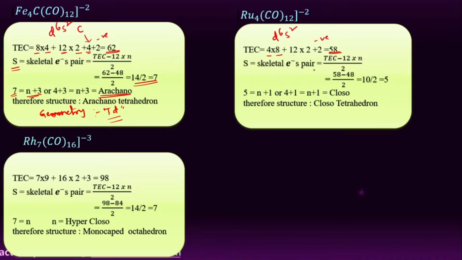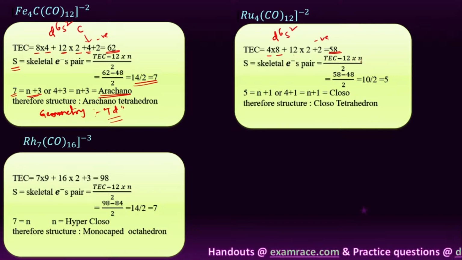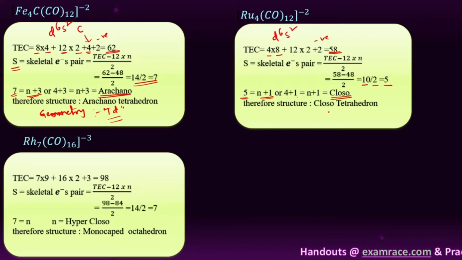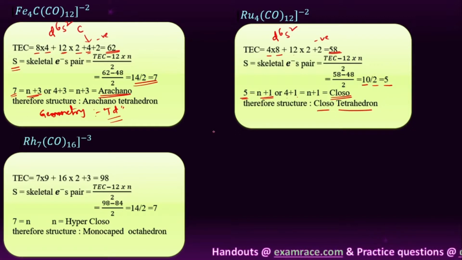The skeletal electron pairs equal the total electron count minus 12 into n, divided by 2. Already I said, student, these 12 are non-skeletal electrons, and n means the number of metal atoms. So 12 into n, that means 48. 58 minus 48 by 2, that means 10 by 2, which is equal to 5. So it satisfies S equals n plus 1, that is 4 plus 1. That's why it is a closo structure, or we can call it a closo tetrahedron, right?